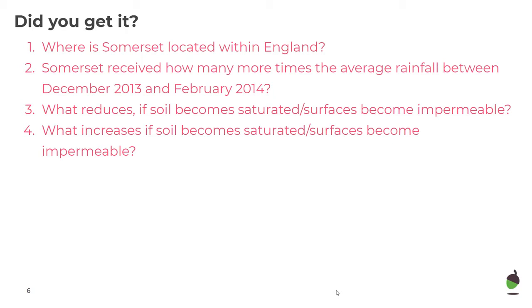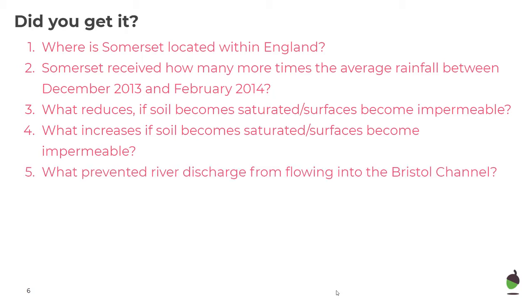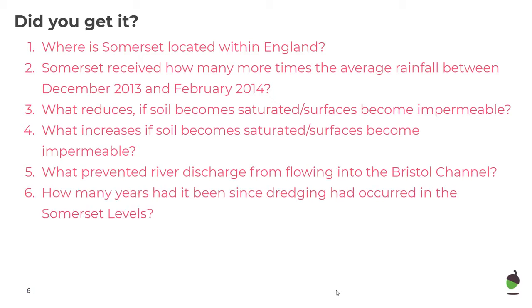The answer you had to number 5 was high tides and storm surges. And the question is, what prevented river discharge from flowing into the Bristol Channel? And the answer you had to number 6 was 20 years. And the question was, how many years had it been since dredging had occurred in the Somerset Levels?